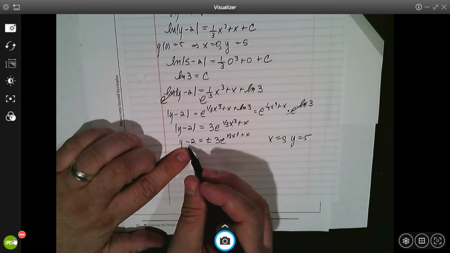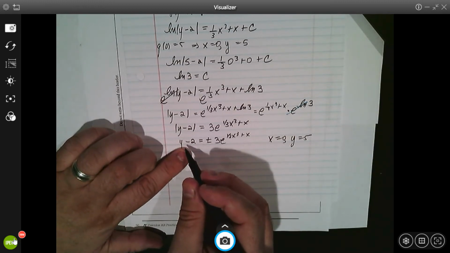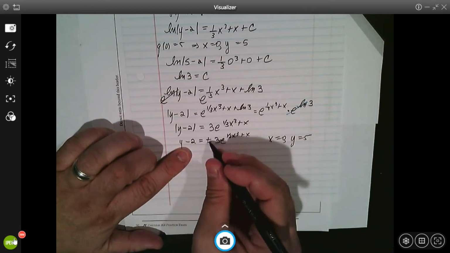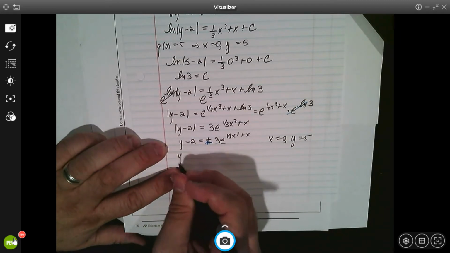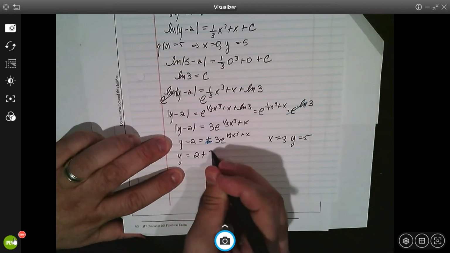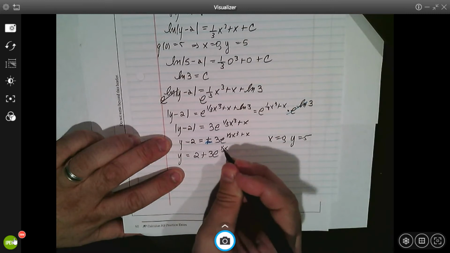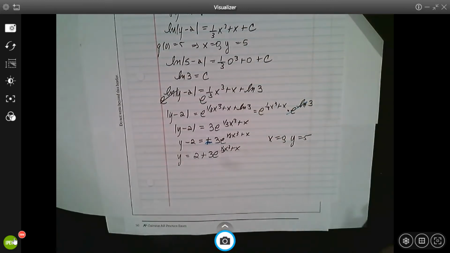5 minus 2 is 3. Specifically, positive 3. I have to have the positive version here, so I'm not going to use the negative. And now to finish this off, we're just going to say y is equal to 2 plus 3e to the 1/3 x cubed plus x.